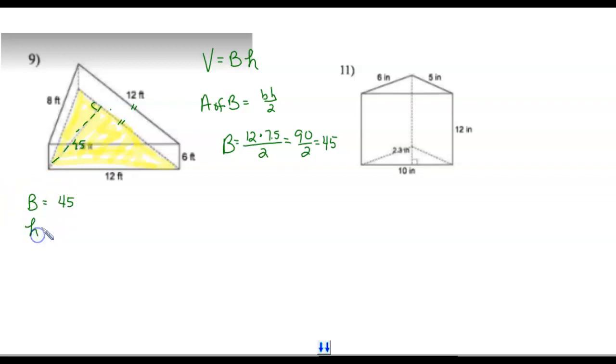The height of my prism is here. It's how tall it is. If it's sitting on its face, how tall is it? And so my H is going to be 6. Because my volume is the area of the base times the height of my prism, I'm going to take 45 times 6, and I get 270. Because it is in feet, it is 270 cubic feet.